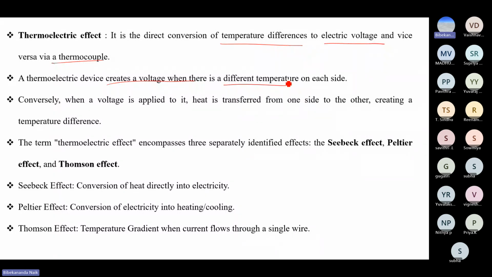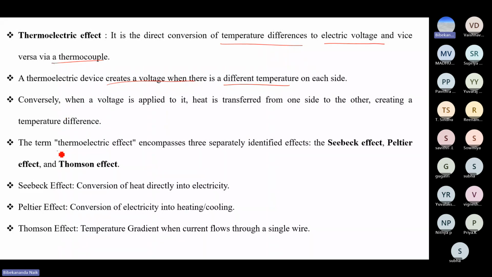Also, I have told you that when there is a difference in voltage, there will be movement of electrons between the two terminals, and due to the movement of electrons, one terminal gets heated up and another terminal gets cooled down. So there is a temperature difference that results in the change in temperature of the two terminals.